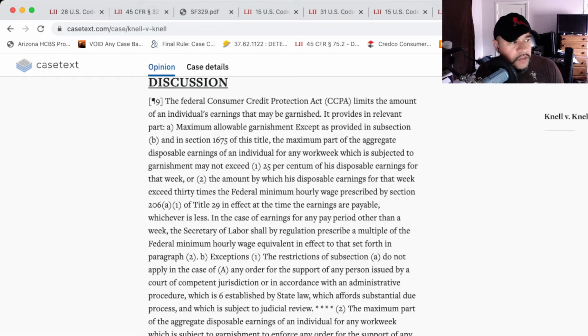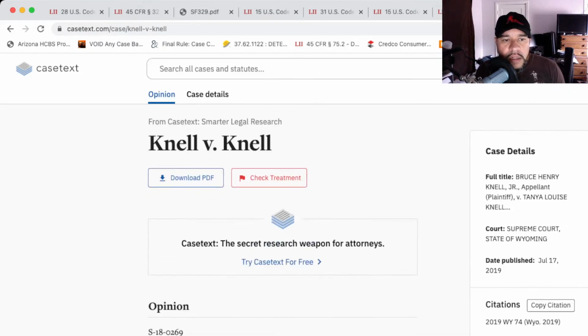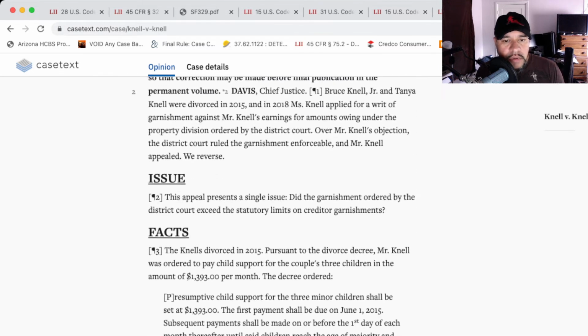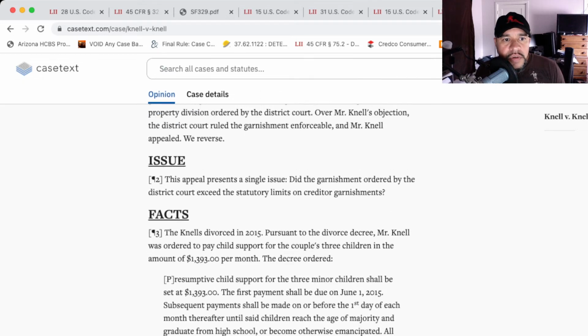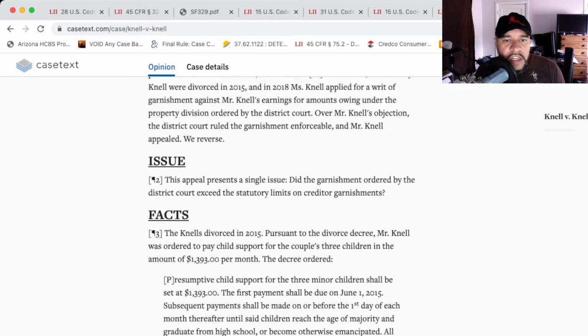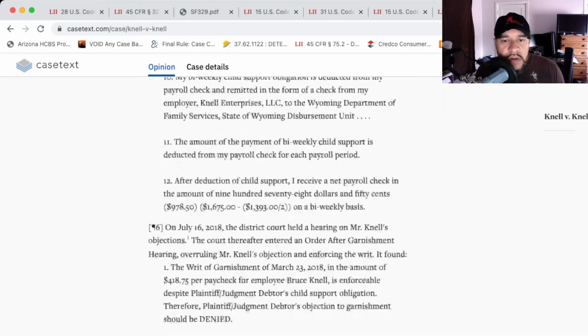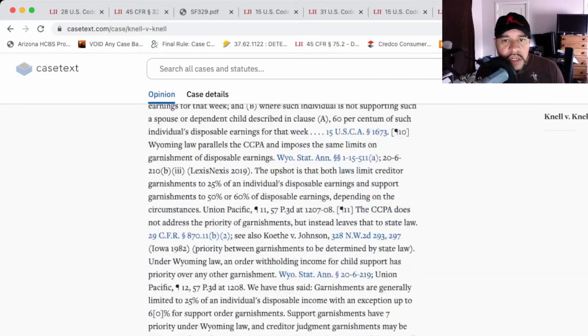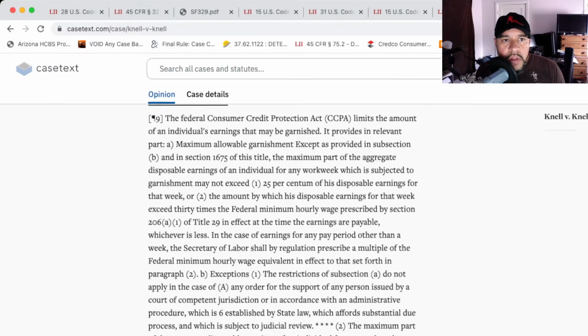And where that comes from is the state of Wyoming here in Nell versus Nell. Right? So this is Bruce Henry Nell Jr., appellant, versus Tanya Louise Nell, appellee. And this specifically has to do with child support, actually. The appeal presents a single issue: did the garnishment ordered by the district court exceed the statutory limits on creditor garnishments? So the facts, it goes through and basically explains the whole case, right? But what we care about is the discussion and their ruling, right?